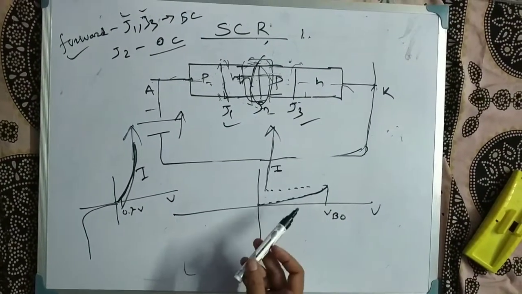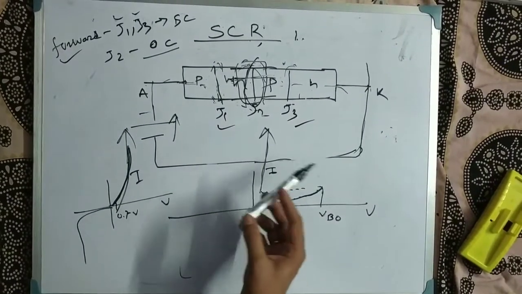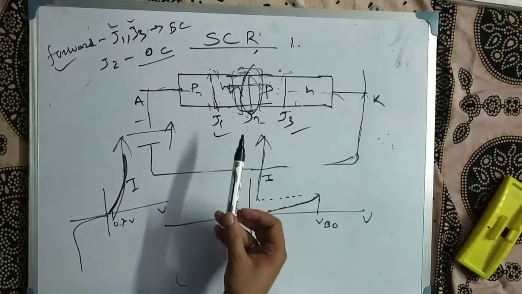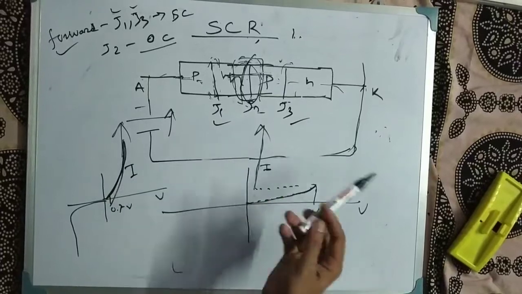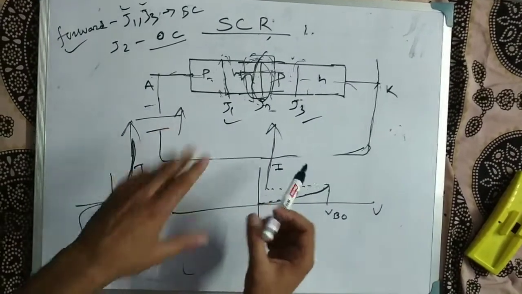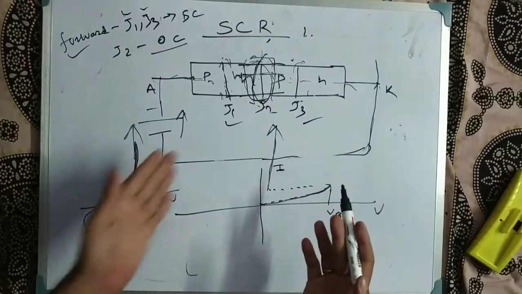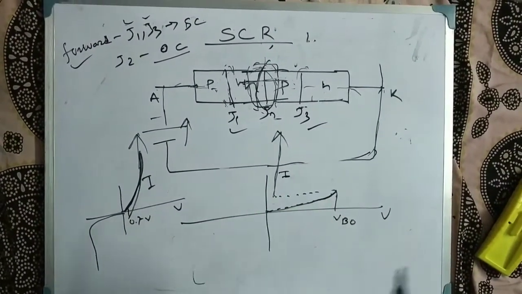But we will not start this thyristor like this, because if we break down this junction, we lose the control to start the thyristor. No gate current is needed then. So what is the speciality of this SCR? So we will not use it like this.